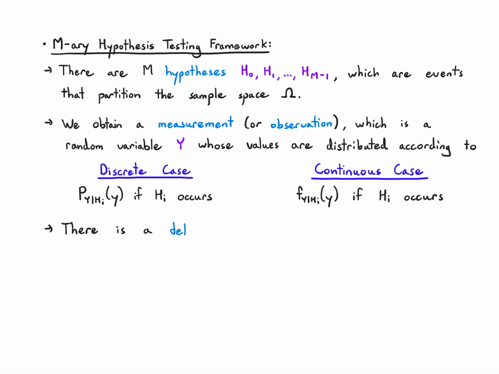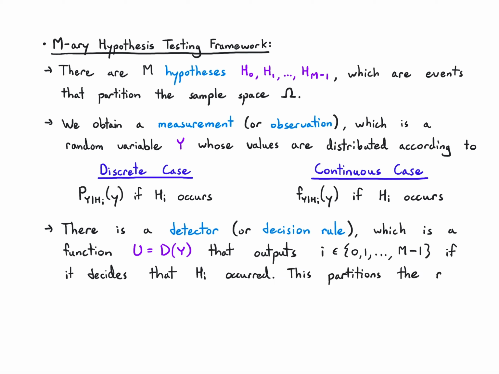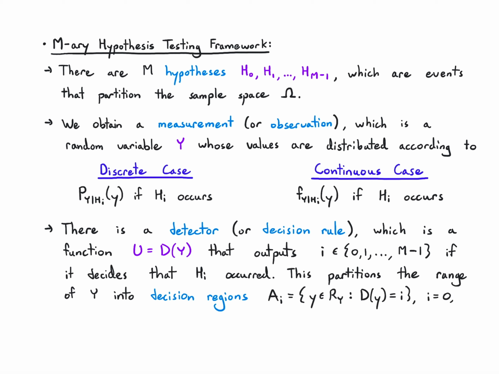All right, we're going to have a detector or a decision rule. What that's going to do is take in y, and it's going to output a decision. We're going to call it u. We don't really use that anywhere else, but just to call it something. It's going to output a decision which is 0, 1 up to M minus 1, to decide that Hi is the thing it thinks occurred. And this is going to partition the range of y into M decision regions, which we're going to call Ai. So Ai is the region where I'm deciding i, and I have to do that for all M hypotheses.